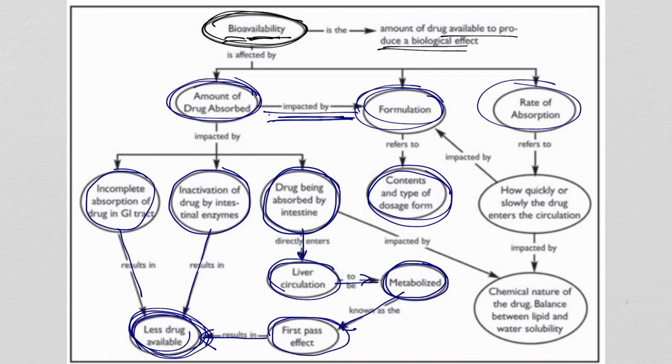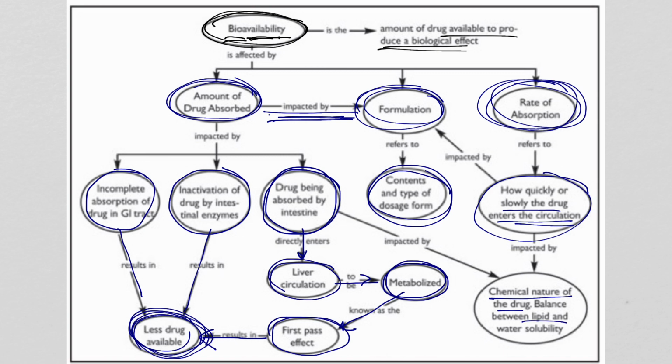Everybody's seeing that, yes? We want as much of a drug available to us to be delivered to the site of action so that the concentration is high enough to cause a noticeable biological response or to create what we call an on-site of action, right? Everybody tracking there? Okay, the other thing that would affect bioavailability is going to be the rate of absorption, right? So in other words, how quickly or how slowly the drug enters into circulation to be delivered to the site of action, right? That's most often going to be impacted by the chemical nature of the drug.